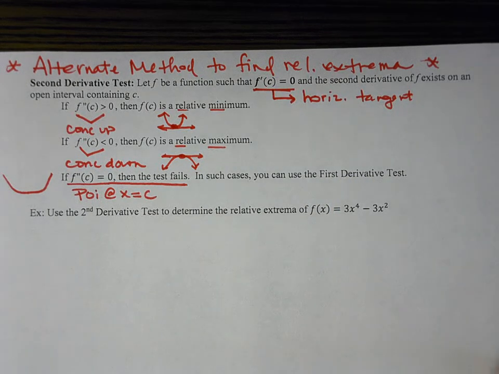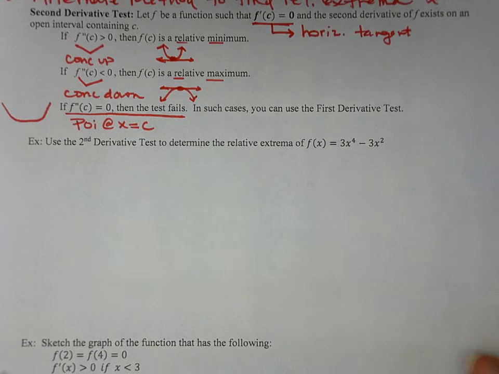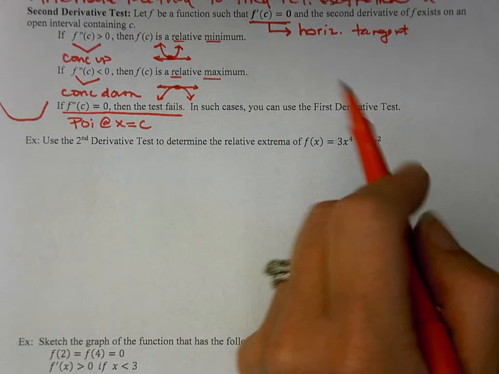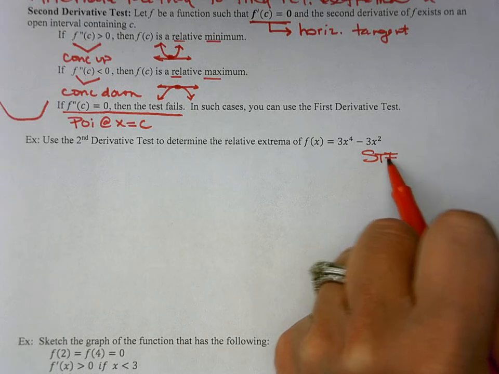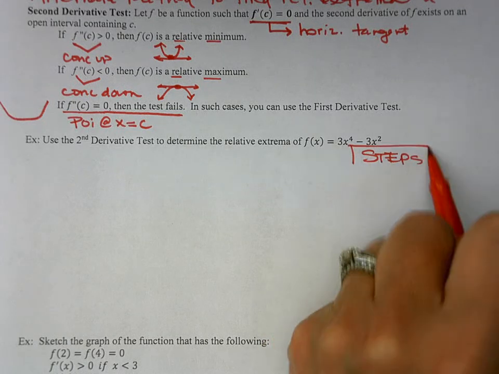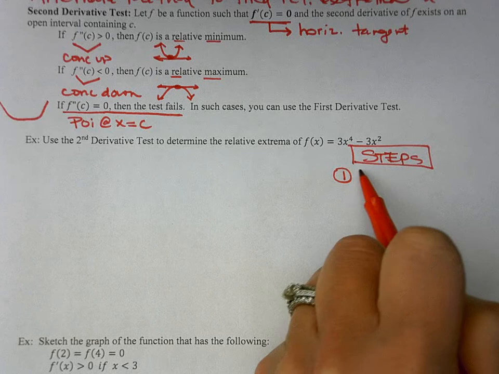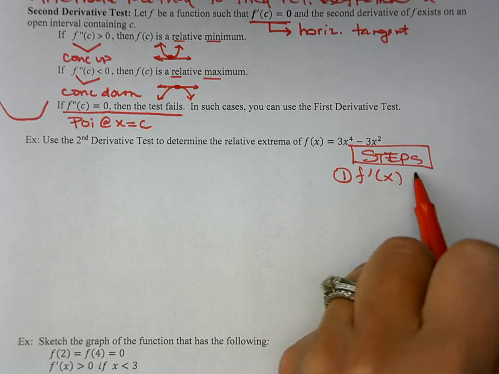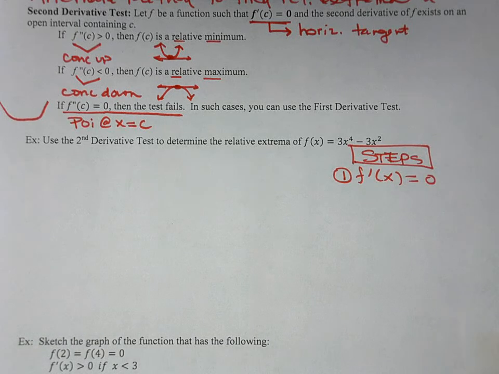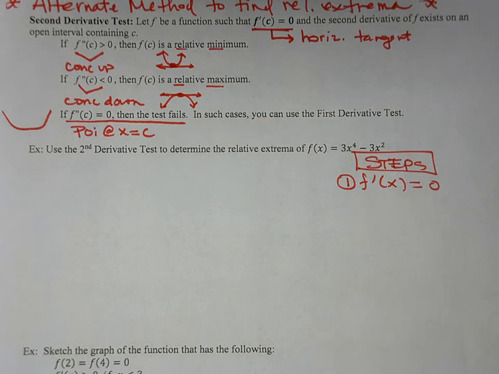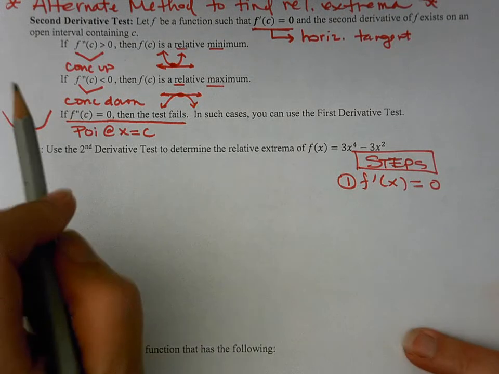All right, so let's go ahead and take a look at this first example here. Our first step is to figure out where those horizontal tangents are. And just a reminder, that is setting the derivative equal to 0. We do not use the second derivative test if we are working with undefined values. Okay, so let's take that derivative.